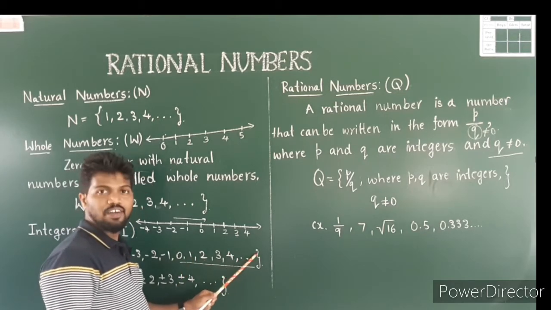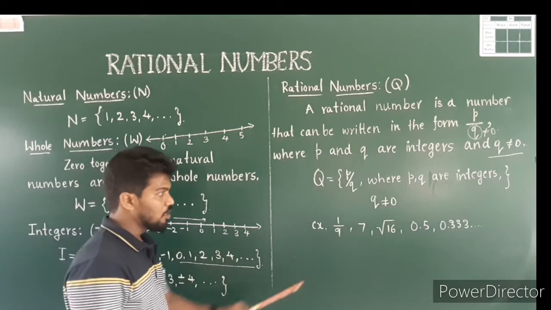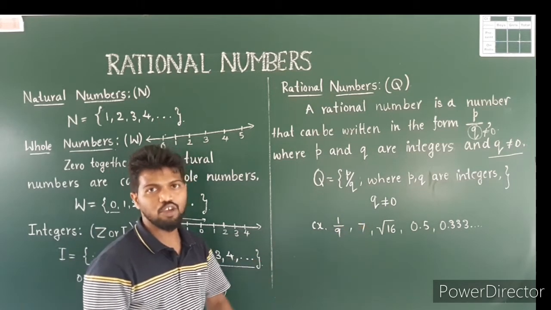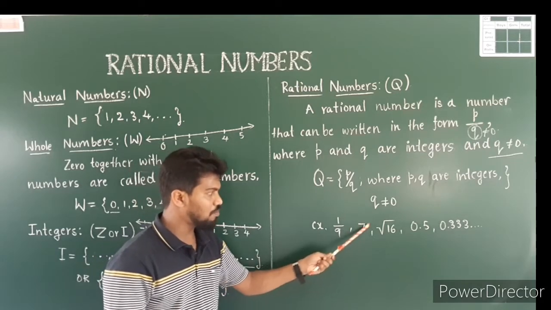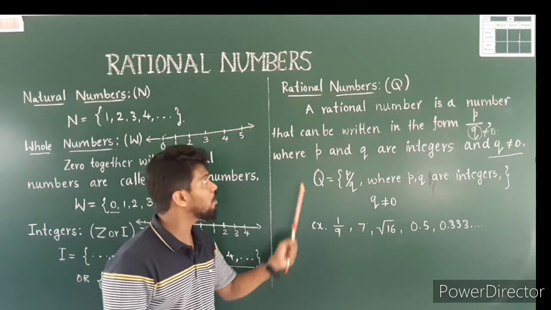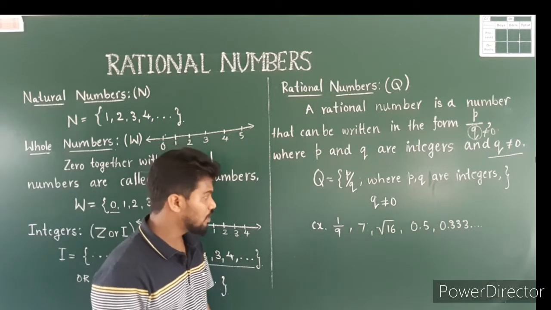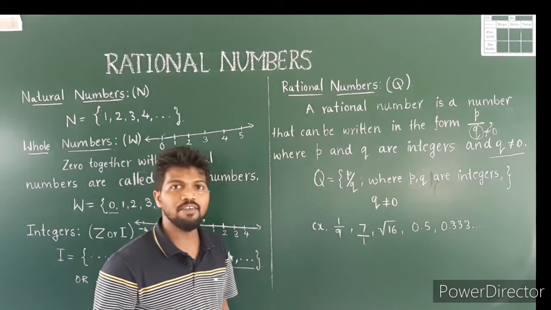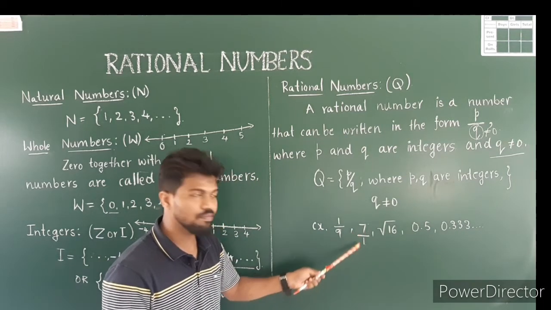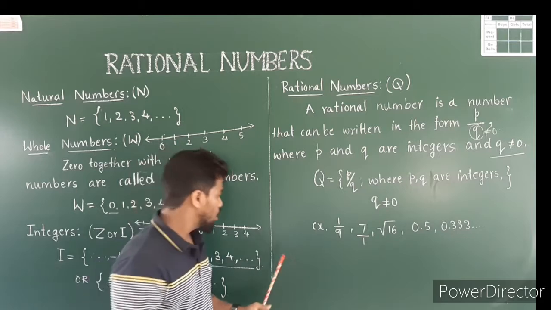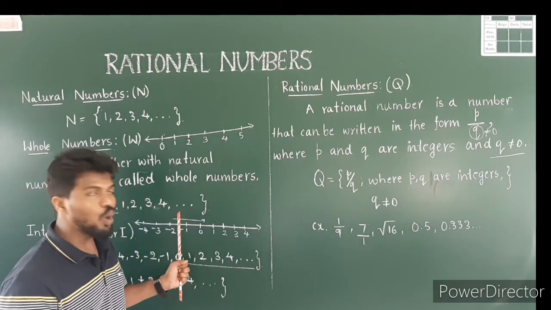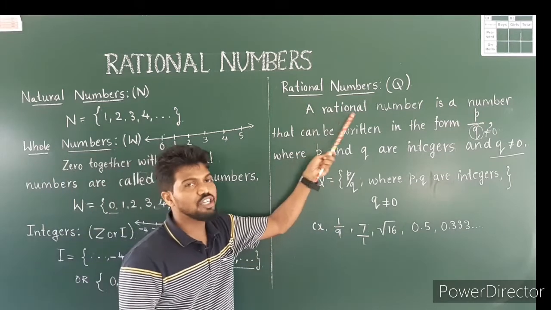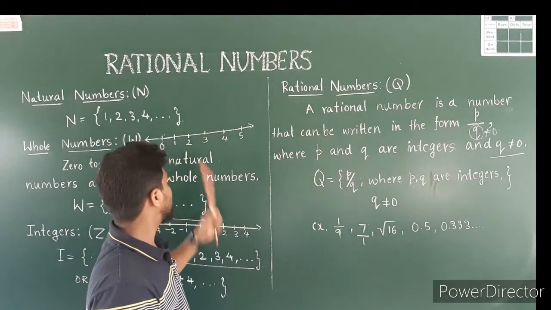4, 5, 6, 7, 8, after which you get 9. So 7, you see that, is not in the form of p by q. But I write it as an example of a rational number. Why? Since 7 can also be written as 7 by 1. So 7 by 1 is now in the form of p by q. Correct? So that means every integer, every whole number, every natural number can be written in the form of rational numbers.